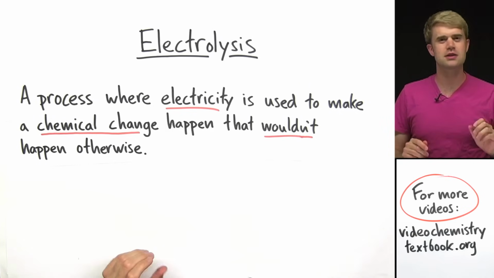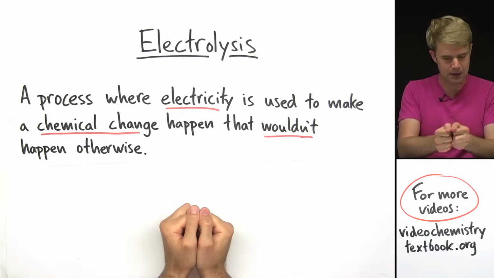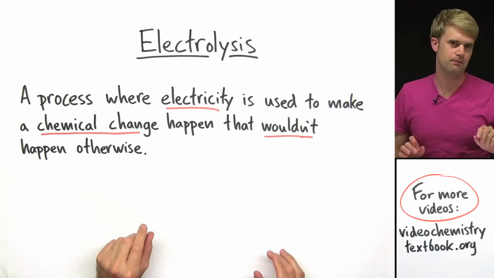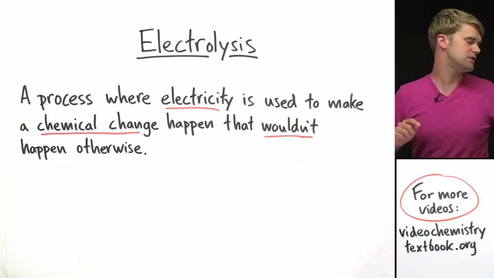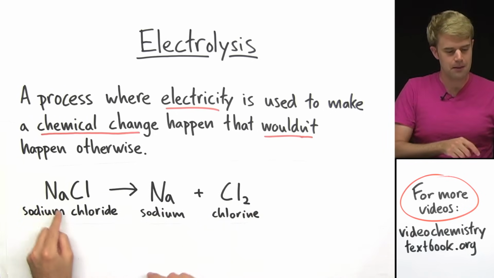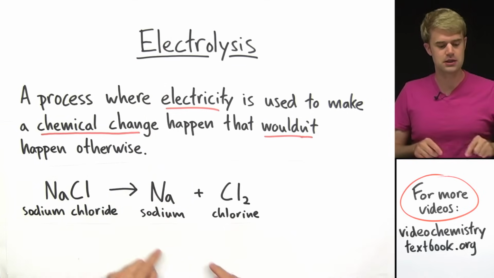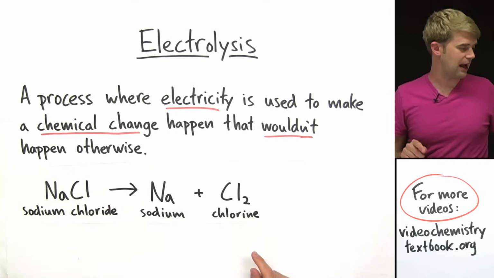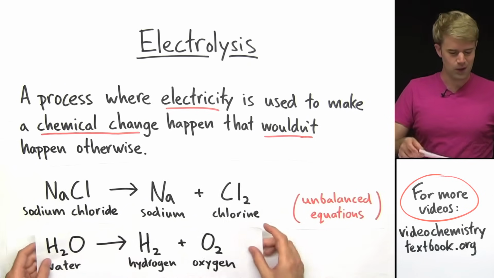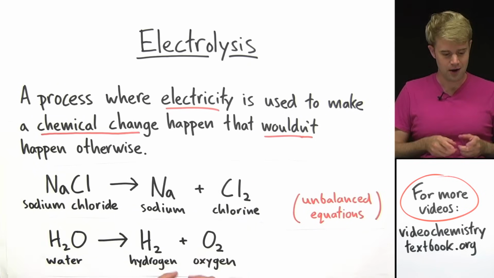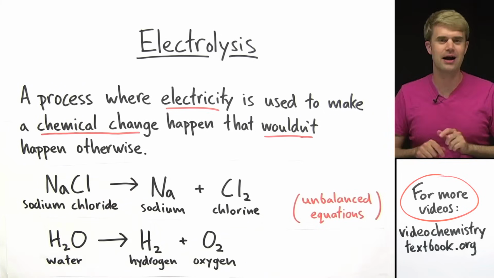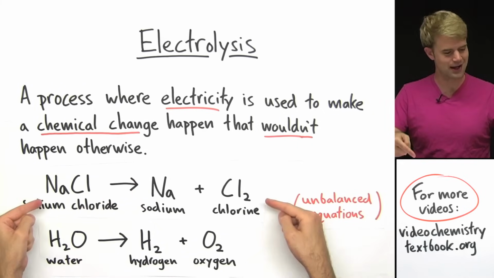Now, electrolysis is often used to take a compound and break it apart into the elements that make it up. We'll look at two examples of that in this video. First, we'll look at sodium chloride being broken apart by electrolysis into sodium metal and chlorine gas. And just FYI, this is an unbalanced equation. Then, we'll look at an example of water being broken apart using electrolysis into hydrogen gas and oxygen gas. So let's get started by taking a look at this reaction.